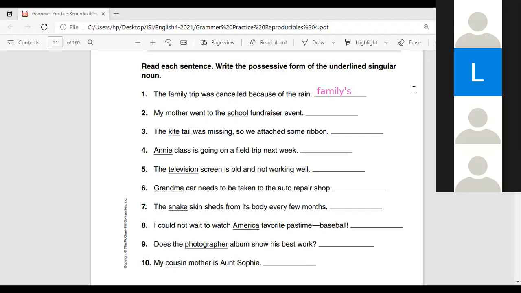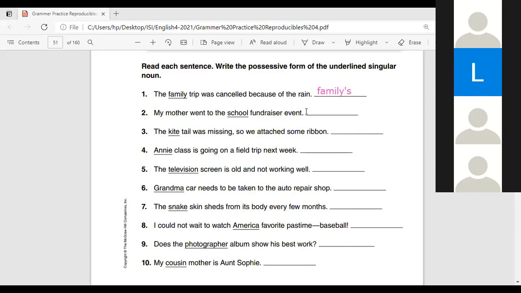Okay, Aline. Yalla, number 2. My mother went to the school fundraiser event. Yalla, form the possessive for the noun school. It's a singular noun. Don't forget that. Aline, can you hear me? Yes, miss.